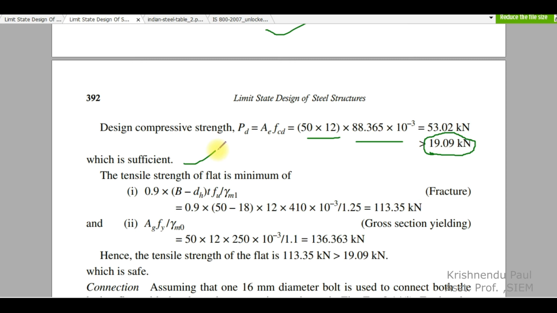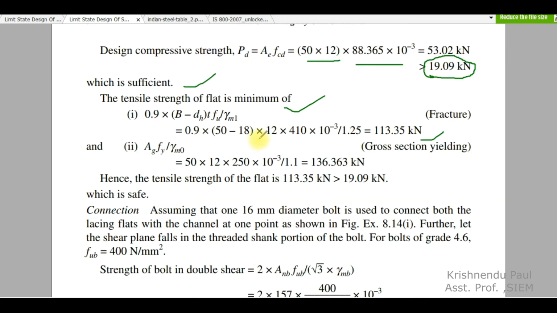Now another thing is that if there is some reversal of load, due to the wind load and earthquake load, the lacing bar will be subjected to some tensile force. There may be this case. So you have to ensure that if there is some tensile force, it will not fail. So the design tensile strength of the flat can be found by this. You have solved this in the first chapter, the tension member chapter. So 0.9 into (b minus d_h) into t, that means the net section rupture, and this is gross section yielding. You can go through that. Net section rupture and gross section yielding. So here it is 113 and it is 136, so both are more than this 19.09, so hence it is safe.